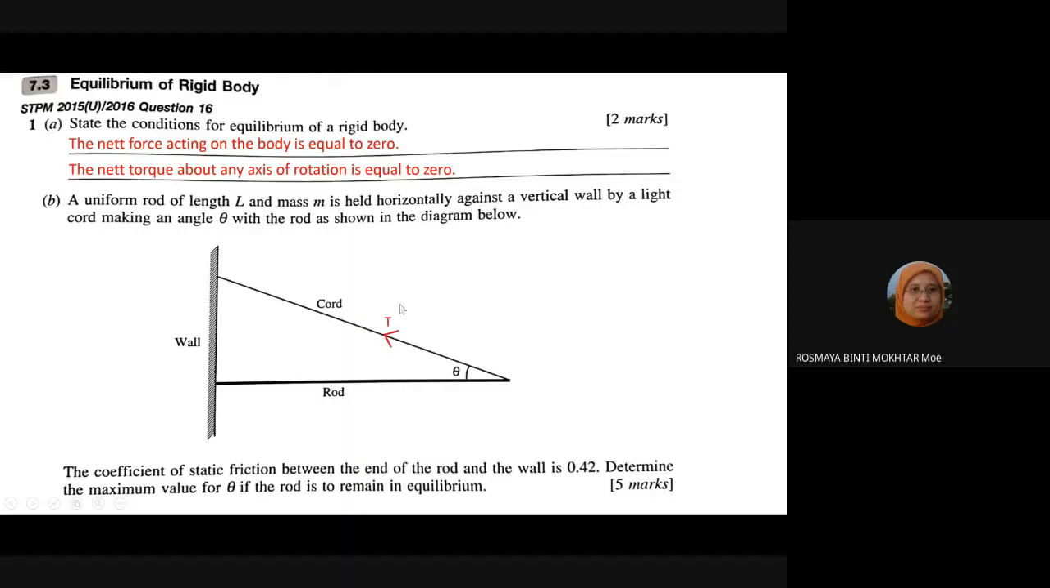First we determine all the forces that act on the rod. The first is tension in the string, then we have the weight of the rod, mg downward, and we have a reaction by the wall. The reaction by the wall comes from the friction of the wall and the normal reaction by the wall, so the reaction is in this direction.